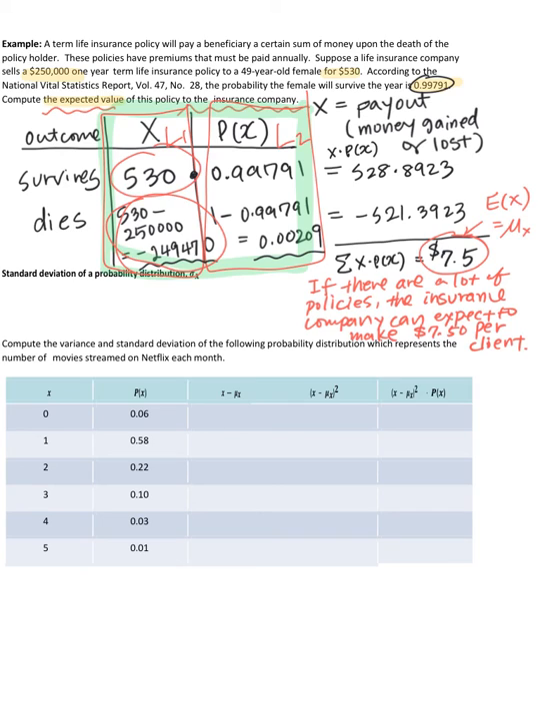So that $7.50 profit of the insurance company is a long-run result. The company does not make $7.50 on each 49-year-old female it insures, but rather the average profit per 49-year-old female insured is $7.50, right? Because it is a long-term result, the insurance idea will not work with only a few insured. This is the work of actuaries.